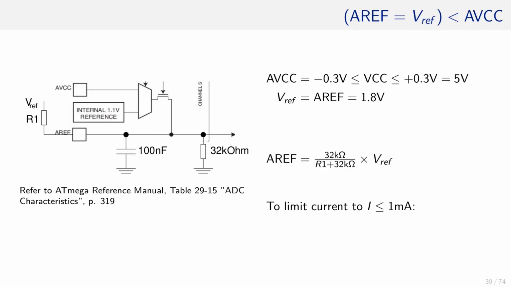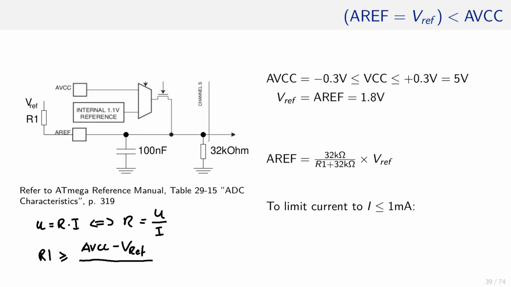Okay, here's the solution. From high school, you will know that U is equal to R into I, and therefore R is equal to U divided by I. Hence, resistor R1 needs to be larger or equal to (AVCC minus VREF) divided by 1 milliampere, which is (5 volt minus 1.8 volt) into 10 to the power of 3 ampere.